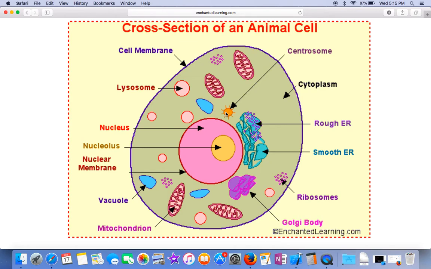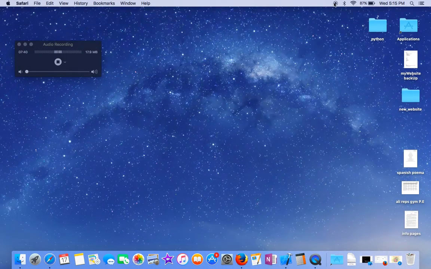And so the centriole is the dense center of the centrosome, and there are no centrioles in plant cells, only in animal cells. And yep, that wraps it up for the animal cell. And always remember that animal cells are eukaryotes. They are not prokaryotes because they have a nucleus.